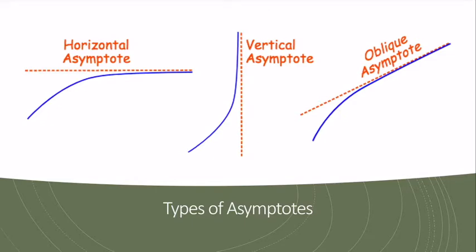There are horizontal asymptotes, that's when I approach a line of the form y equals a constant. There are vertical asymptotes. That's when I approach a graph of the form x equals a constant. And there are oblique asymptotes. Those are going to be equations for lines of the form y equals mx plus b. So there are quite a few rules on how to find these different asymptotes.